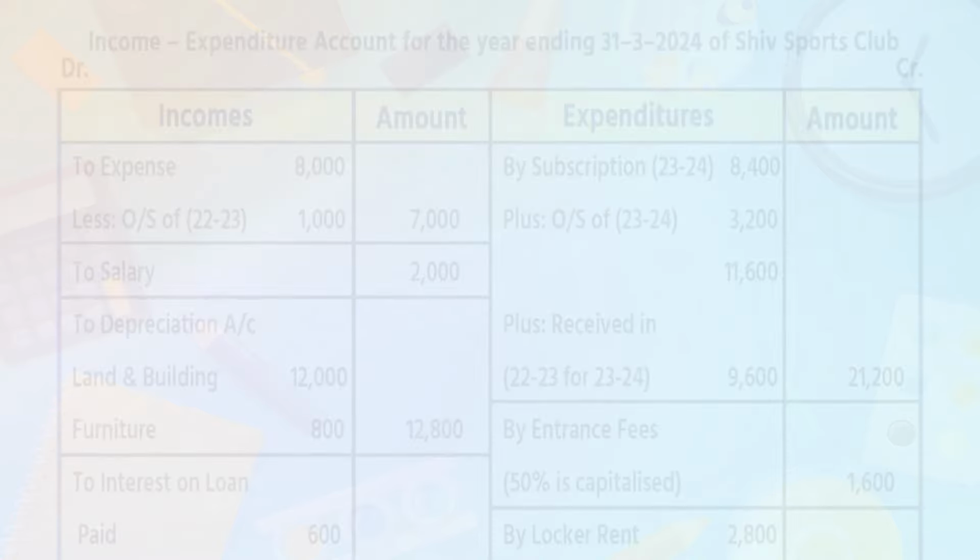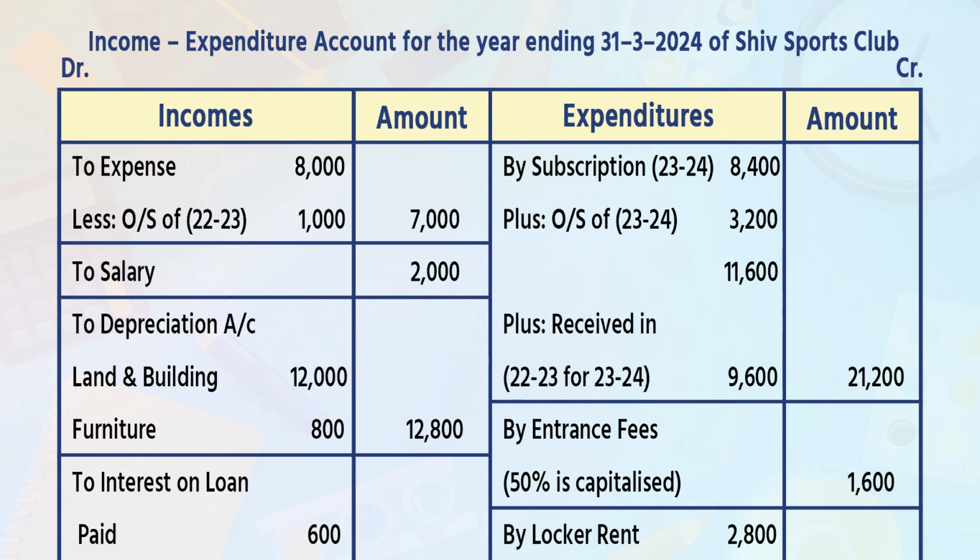So, 50% of rupees 3,200 that will come to rupees 1,600 which will be added to capital fund, and the remaining 1,600 amount will be shown in income and expenditure account. Now students, we have to prepare income and expenditure account for the year ending 31st March 24 of Krishna Sports Club. Prepare 4 columns: income, amount, expenditure, amount.